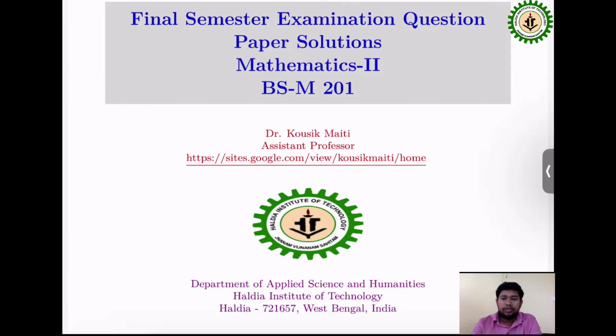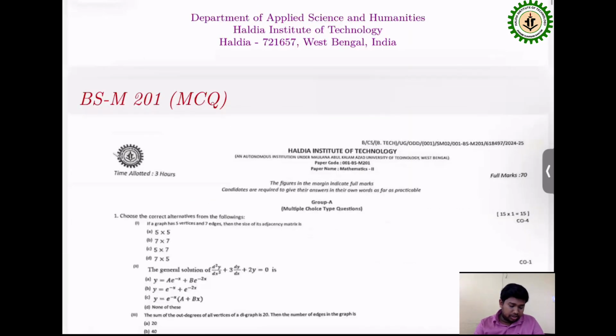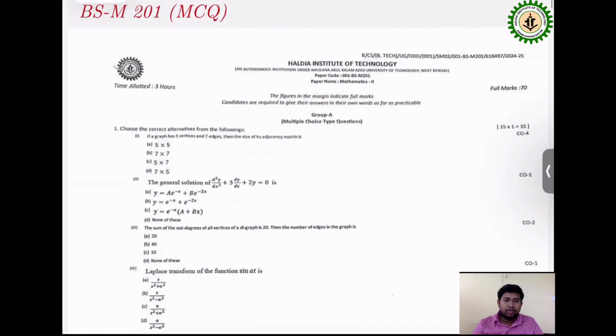Today we will be discussing the final semester question paper solution. The paper name is Mathematics 2 and the paper code is BSM201. This is the screenshot of the first page of the semester question paper. The total marks is 70.